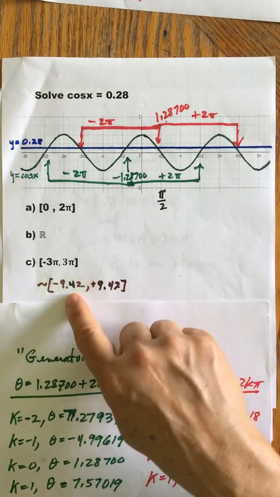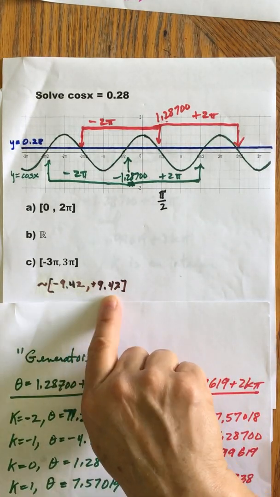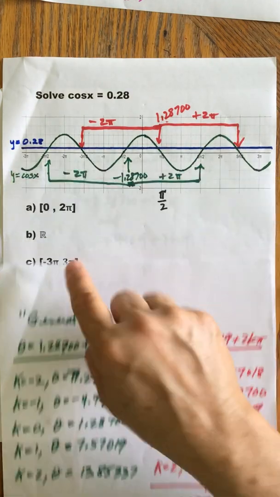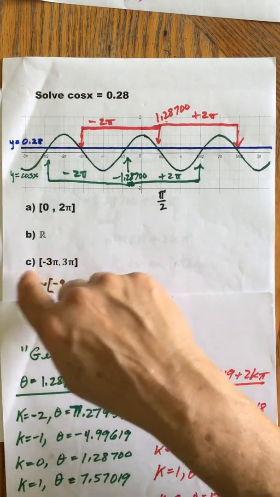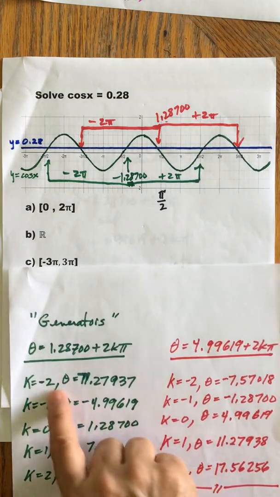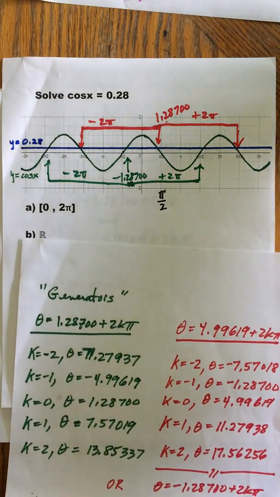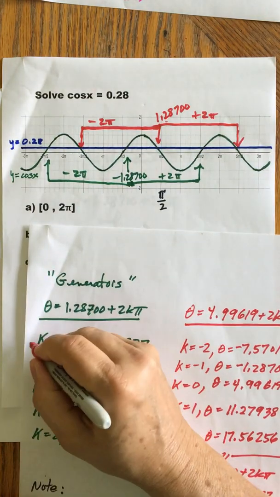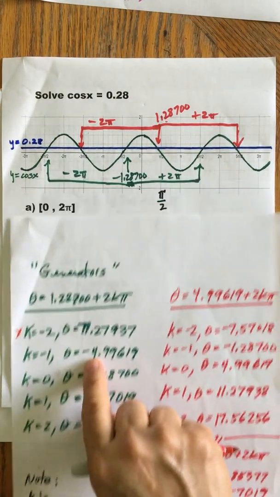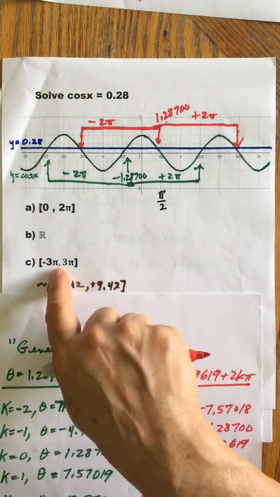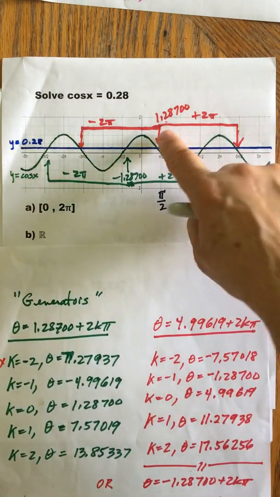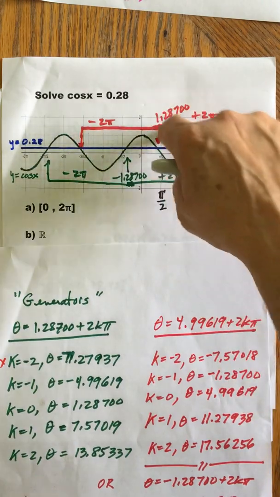What I find is to fit between -9.42 and positive 9.42, -11 is too far beyond, it's more negative than negative 9.42, so I don't want that one. So that one's not going to work. But -4.99, that's a good one. So I want that one. That's here, and that's the k equal -1. It's -1 from the 0.